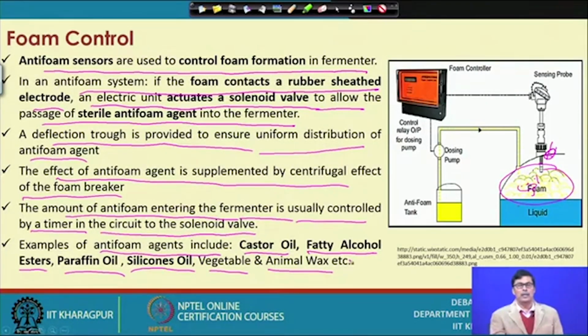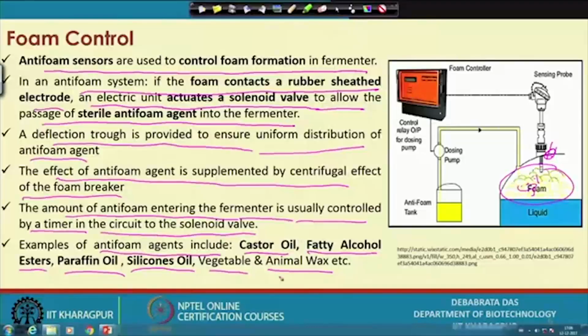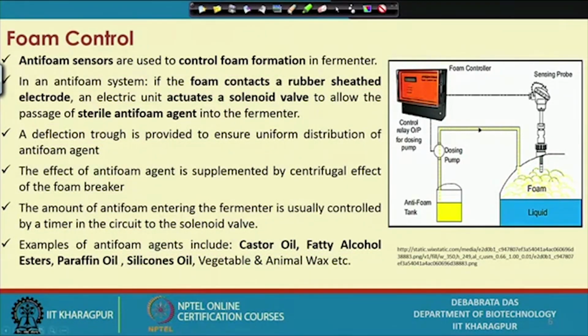animal wax, etc. I can tell you that in our day-to-day life, if you look in the kitchen, when we cook anything, particularly when we cook pulses, we find a lot of foam formation, and we heat the pulses in the water, and to subside the foam we add some kind of oil. So similarly in the fermentation industry, we use different types of oil, maybe vegetable oil, maybe castor oil, we have paraffin oil, silicone oil, but the type of oil we use varies from industry to industry.